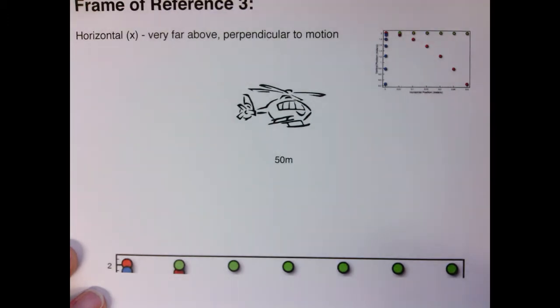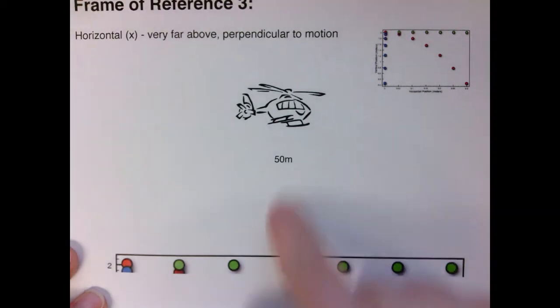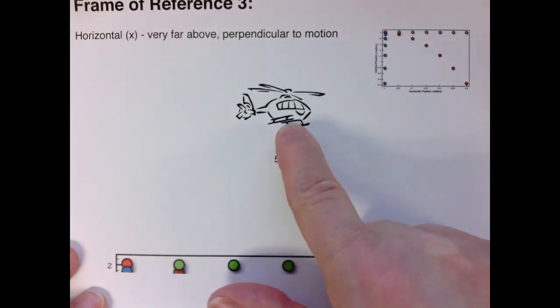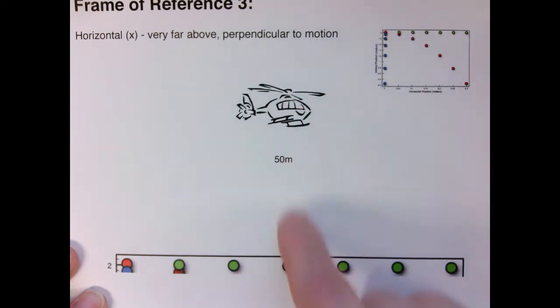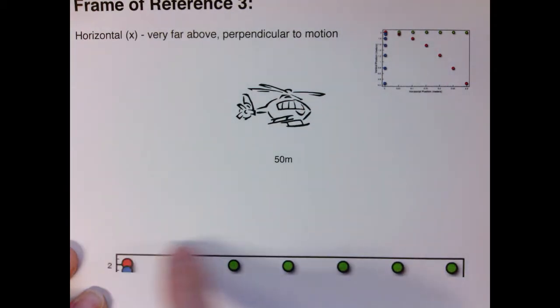So again, from this perspective, the key elements are that the person in the helicopter is very far above, and the observation, if you look at the line of sight, is vertical when the motion is horizontal. In other words, the view of it, the perspective, is perpendicular to the motion. That's how we see the true nature of it.